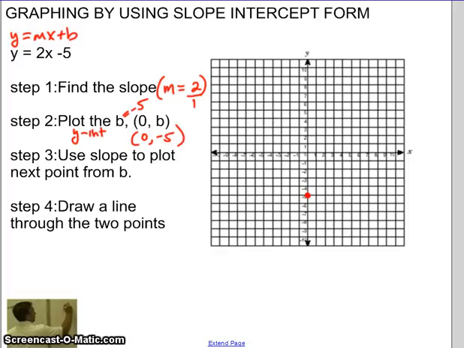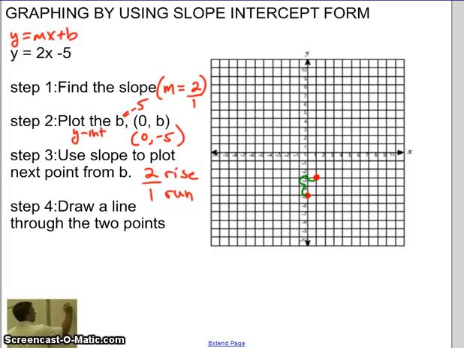Step 3, use the slope to plot the next point from b. From our y-intercept, we use the slope, its rise and its run. We're going to rise 2 and run 1 from that point. Rise 2, run 1, and we have our next point from b, which was negative 5.